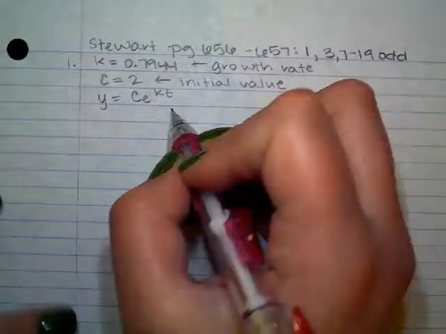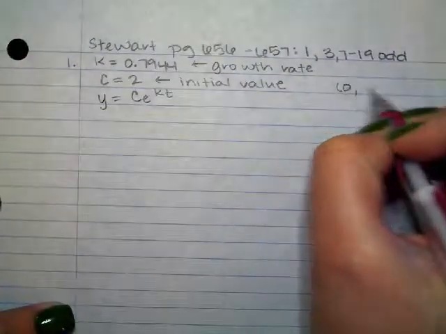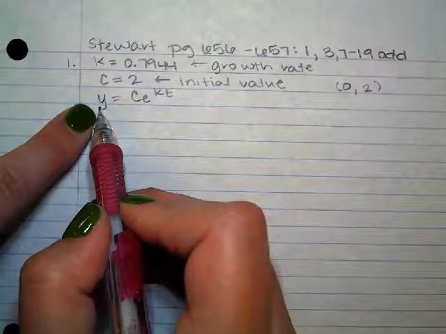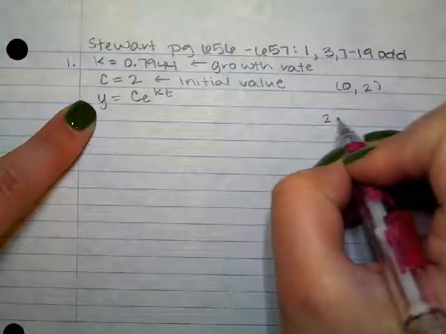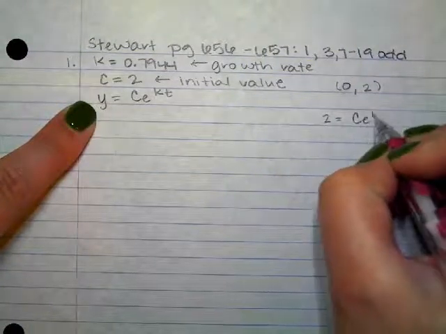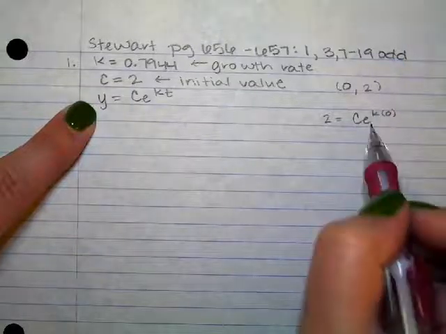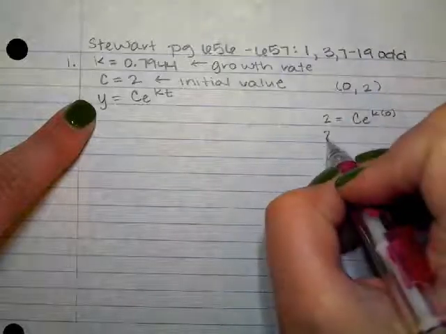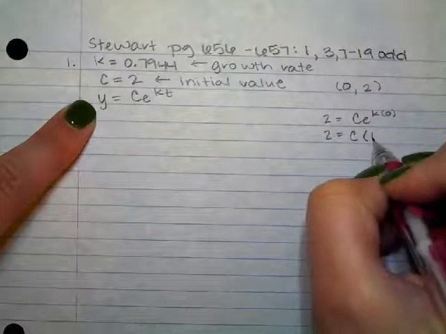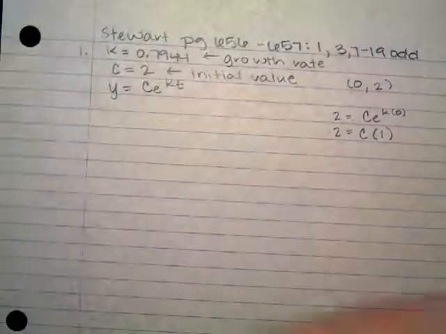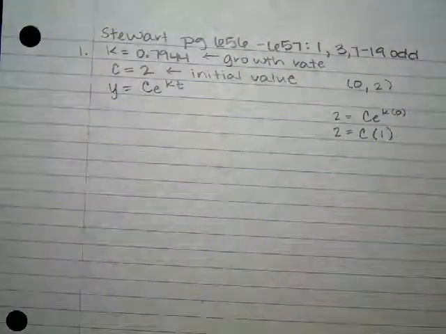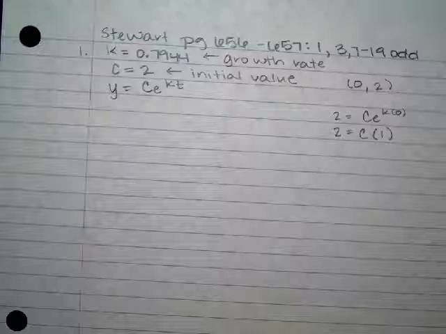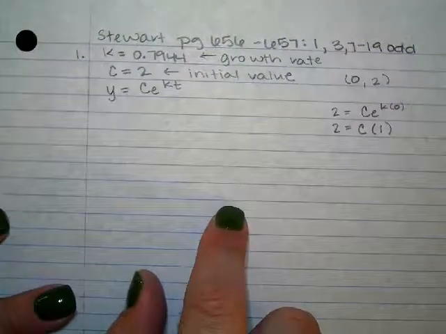Because if you think about it, if you used 0,2 as a point, this is y of t, right? Y is a function of t. So if you were to plug 2 in for y, and then do CE to the k times 0, then k times 0 would become 0, right? And you'd end up with 2 equals C times 1. So C equals 2. So anytime they give you an initial value, that's really a C value. It's the same thing. Yeah. Okay, good question. All right, so we have y equals CE to the KT.